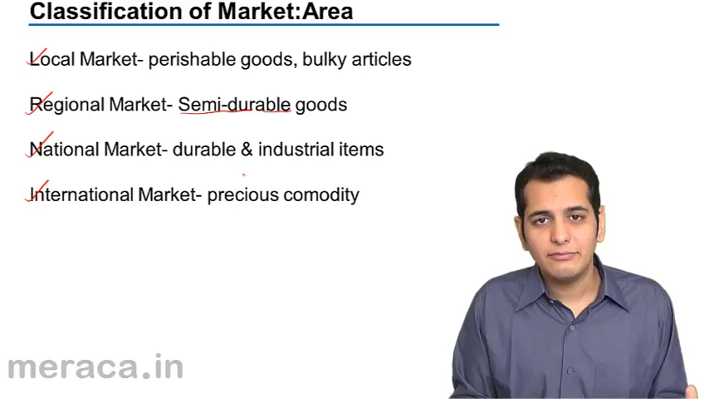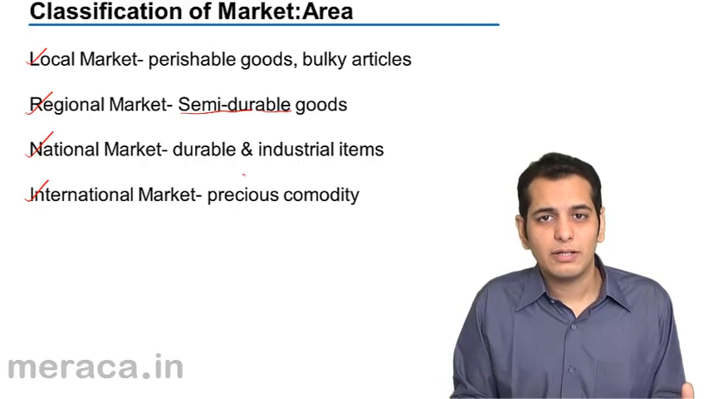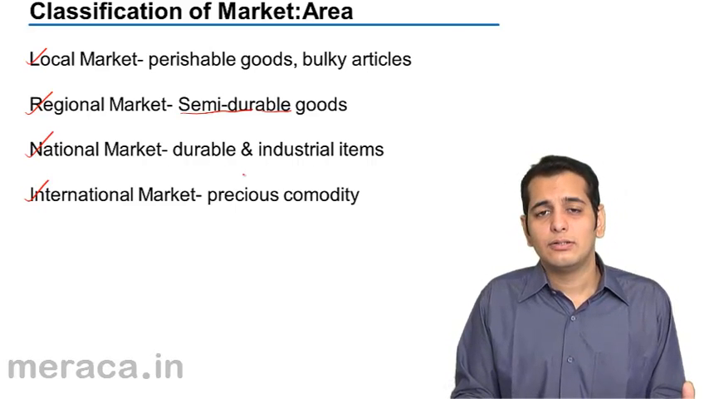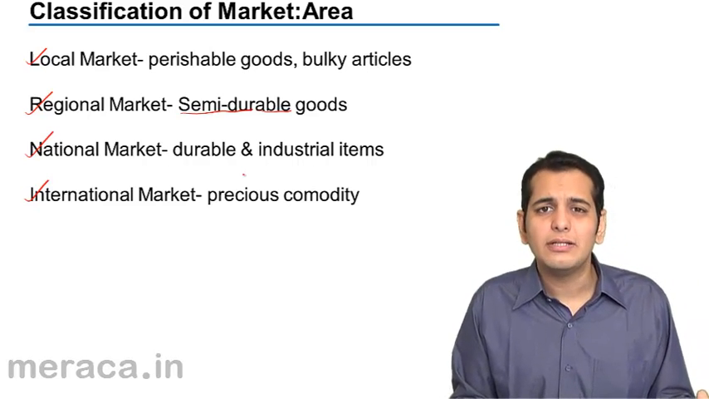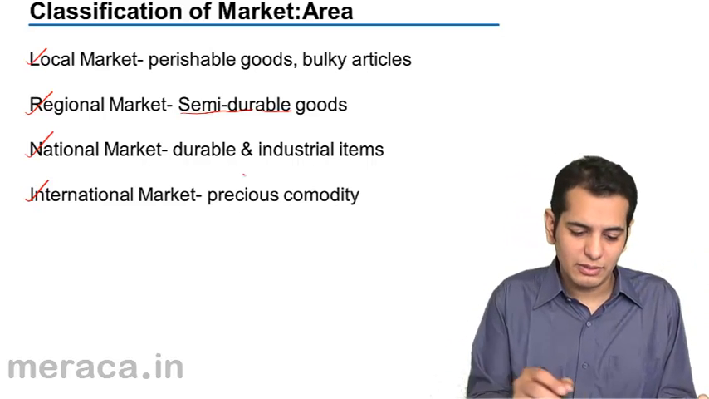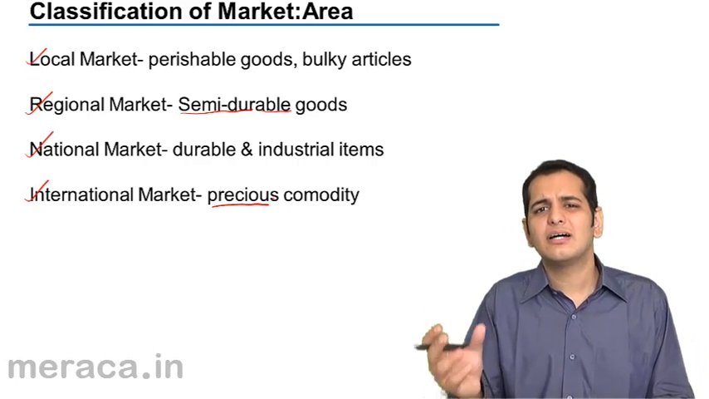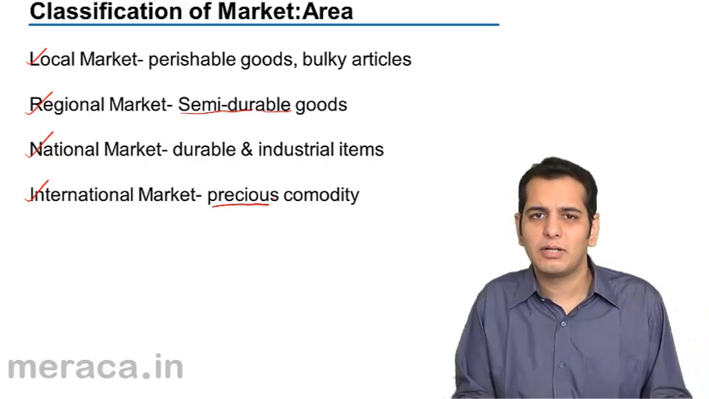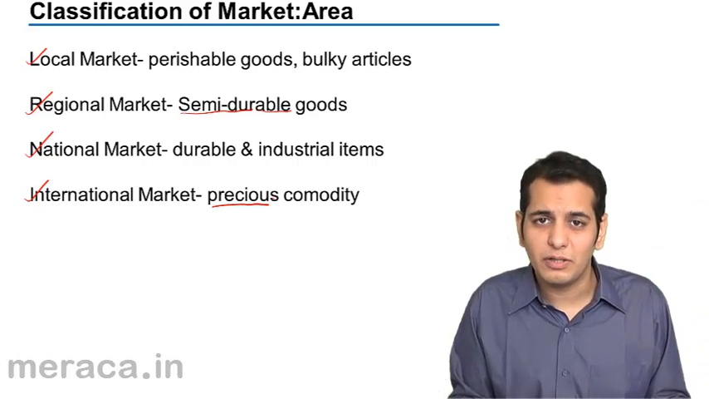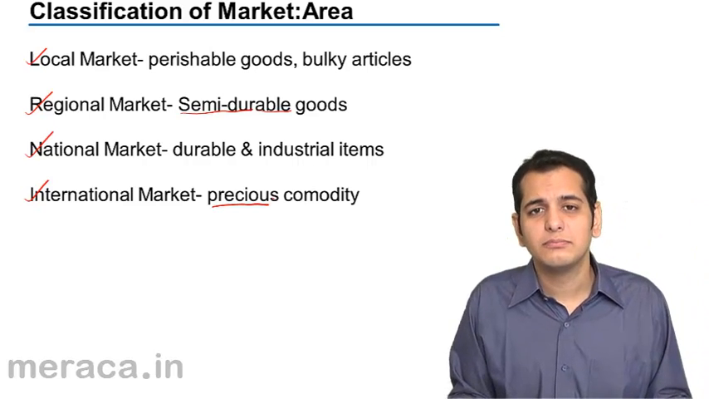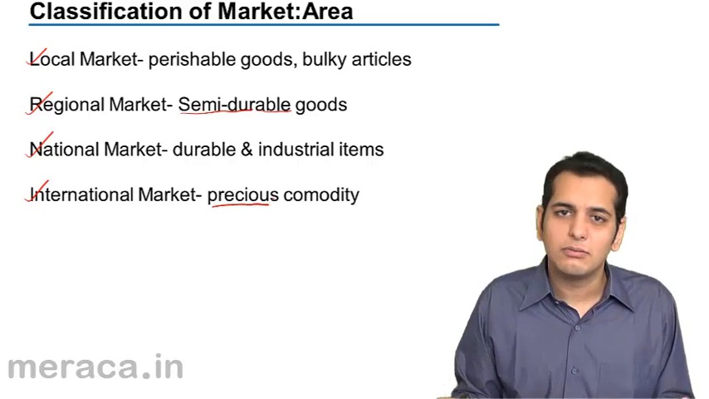And finally, we have international market. International markets are those markets which cater to the whole world. Goods which have markets which can be traded anywhere in the world. Generally, precious goods have international markets. Precious goods like maybe diamonds, gold, silver, these are precious goods. So they have international market. You can buy gold from Dubai, you can buy gold from Thailand. At the same time, you can buy diamonds from America or maybe Belgium. So such goods have international market.